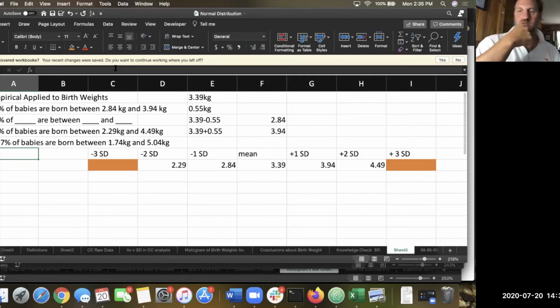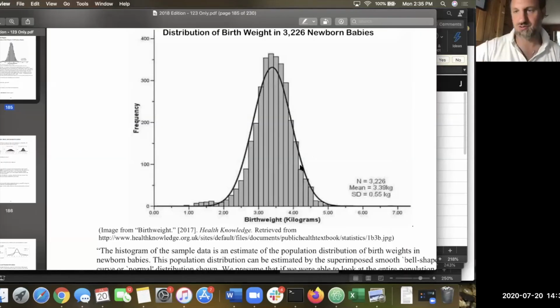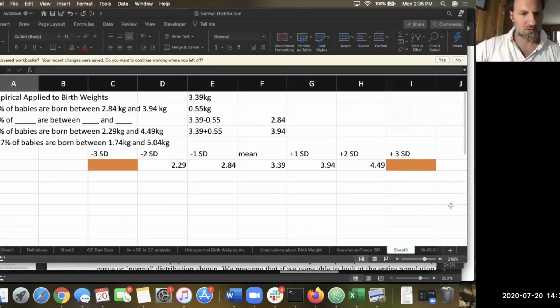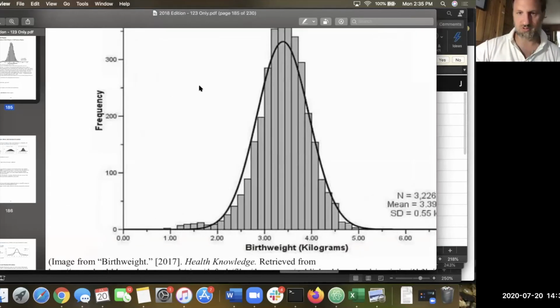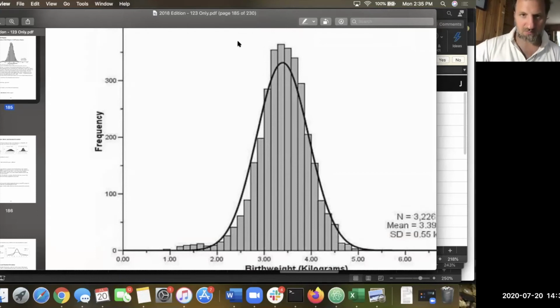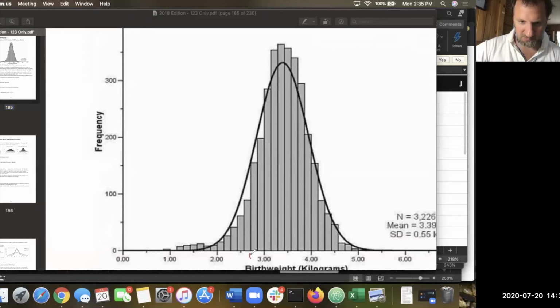Now, I always like to try to reinforce this concept by going back and thinking about how that applies to this actual situation. Let's just do the 68%. 2.84 and 3.94. I'm going to zoom in a little bit, and then we're going to mark this picture up. Okay, 2.84 would be right about here, I'm going to guess.